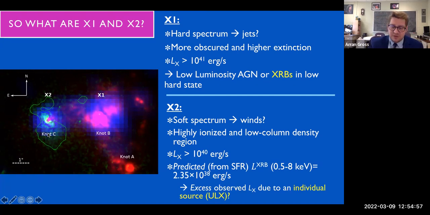In X2, we see something distinctly different. It's got a softer spectrum. Maybe we're looking at winds from an accretion source. It is more ionized with a lower column density, and it's a little bit fainter.